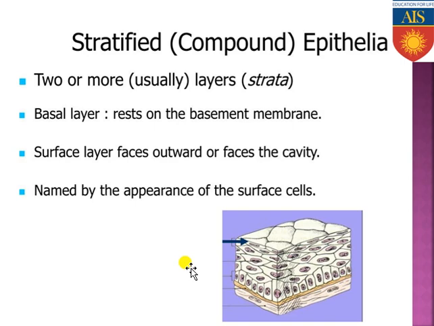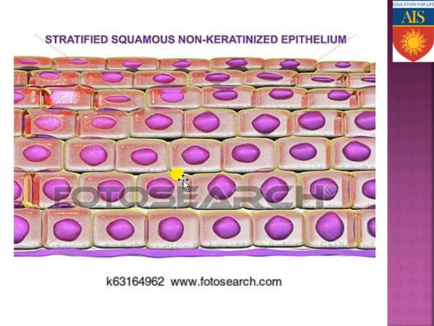Due to the presence of the surface cells, the various kinds of compound epithelia have been categorized by their names. Suppose stratified squamous, that means obviously the superficial cells will be squamous. Columnar stratified, that means the superficial cells are columnar. Cuboidal stratified, that means the superficial cells are cuboidal shaped. So based on the cellular shape present on the surface, this stratified epithelial tissue has been categorized. So let's see one by one.